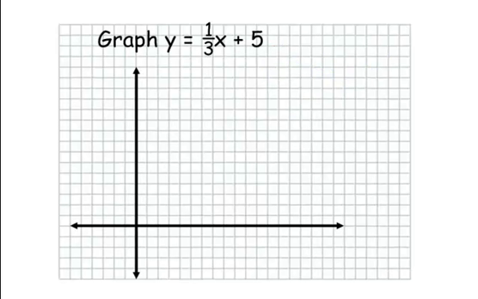So I'm going to do an example and show you how easy it can be. Then you're going to try some yourself. We're going to graph y equals 1/3 x plus 5. So my y-intercept is 5. So I go 5 up on the y-axis, up because it's positive.